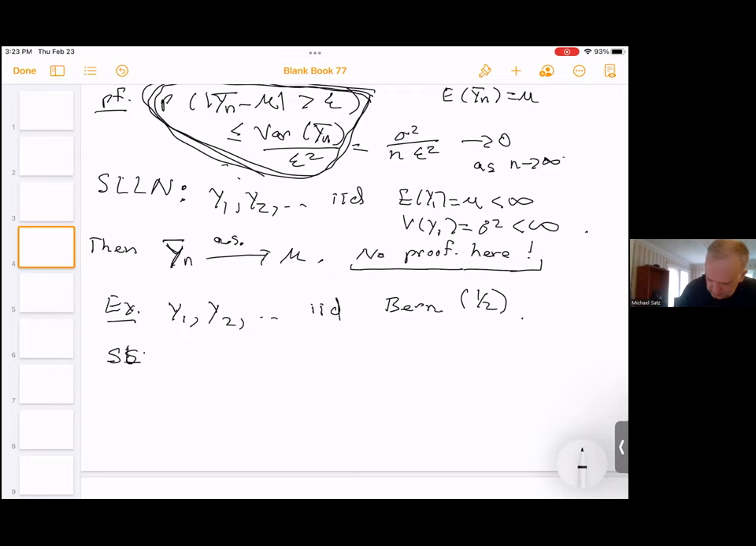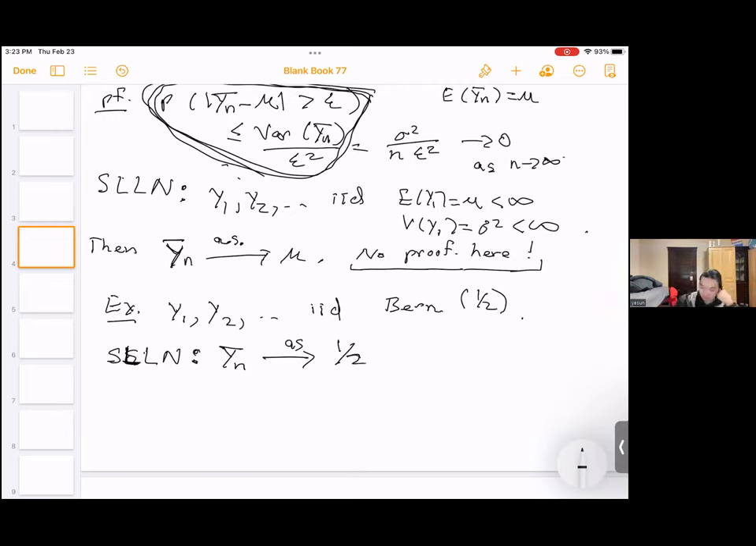Strong law of large numbers. To what? Yes, right. Wow. Now, how do you interpret this? Try to say it in words. What do you think this really means?